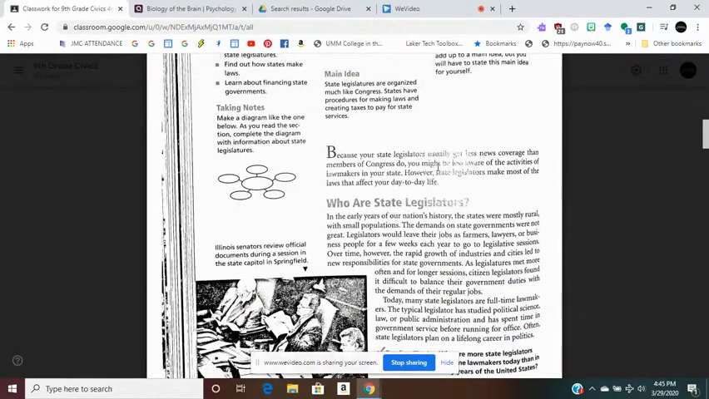Because your state legislators usually get less news coverage than members of Congress do, you might be less aware of the activities of lawmakers in your state. However, state legislators make most of the laws that affect your day-to-day life.